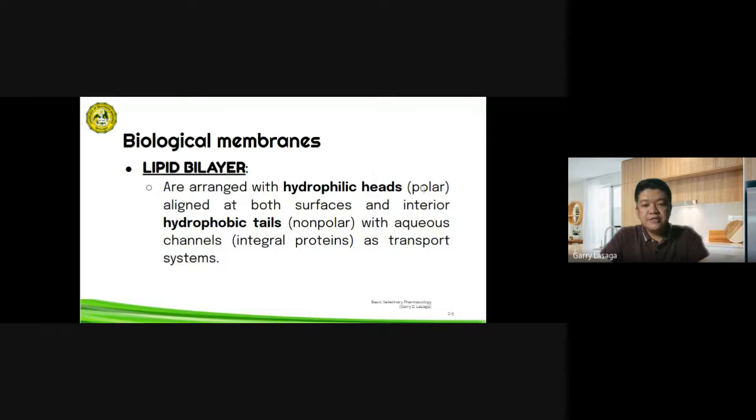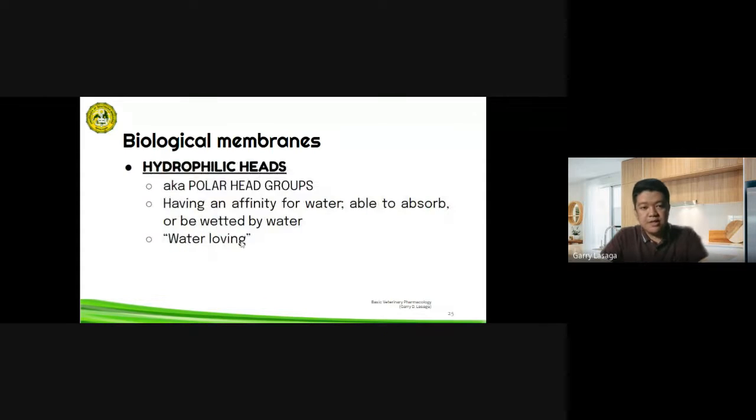Again, the lipid bilayer is composed of a polar group and a nonpolar group. The polar groups are located inside and outside the cell. Between these polar groups are the tails, which are hydrophobic in nature. When we say hydrophilic heads, this refers to the polar head groups. Hydrophilic comes from the word hydro, water, and philic, meaning affinity. So they have affinity for water. They are able to be wetted by water, or they are water soluble. These are the water-loving component of the biological membranes.